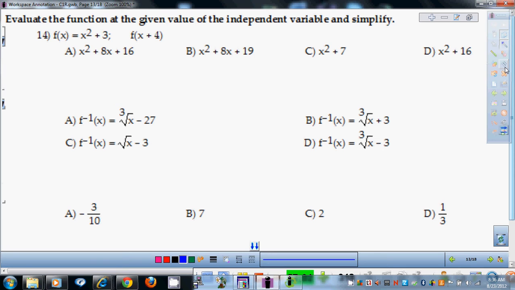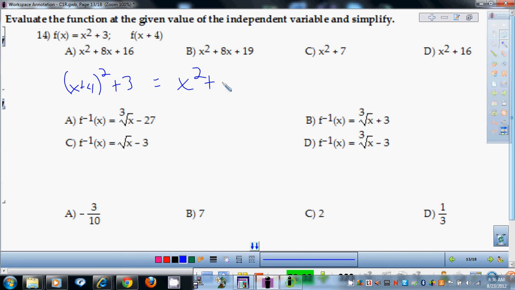Who can tell me how to set this problem up? Yes, ma'am. Very good. Plug in x plus 4 for every x. So that's going to be (x plus 4) squared plus 3. What do I have to do here? FOIL. Yes. Please do not say that that is x squared plus 16. Pretty please. So it'd be plus 8x.